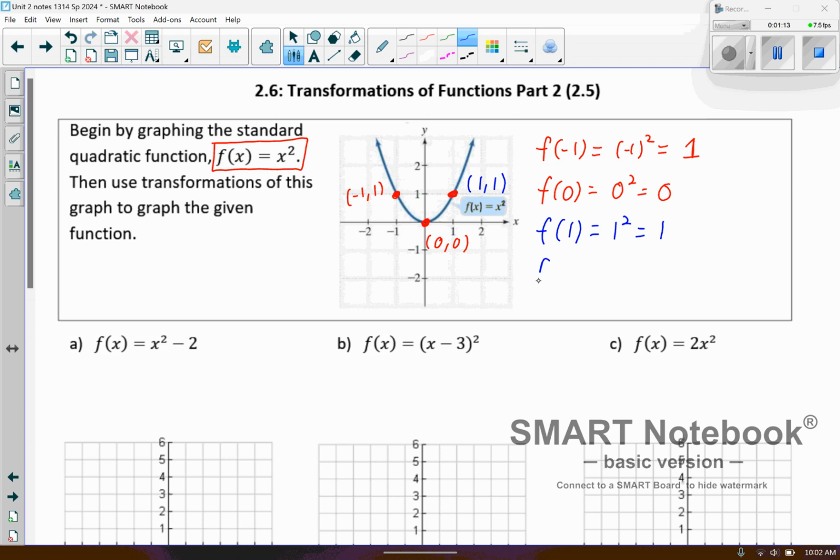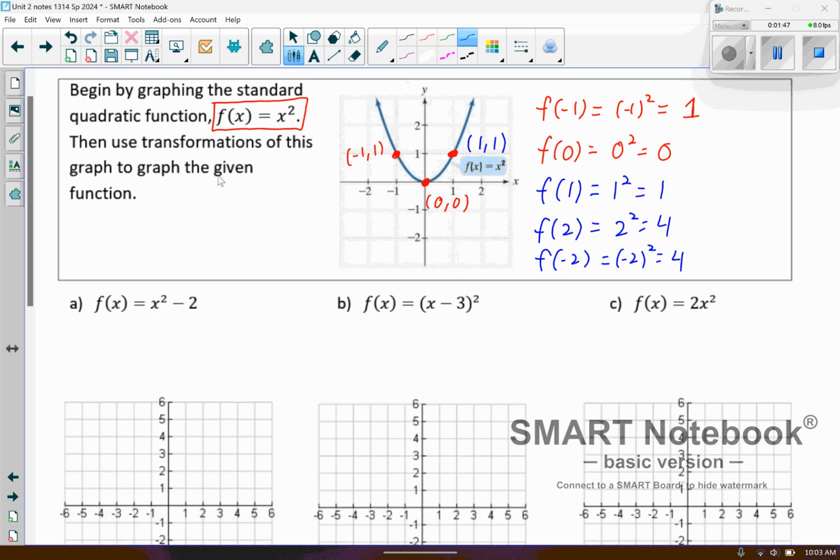There are other points too. If I were to plug in f of 2, that would be 2 squared, which would be 4. This is an even function, by the way, because f of -2 would also give +4. It's symmetrical to the y-axis. Once we do some transformations, it may no longer be an even function, but we call this the parent function.